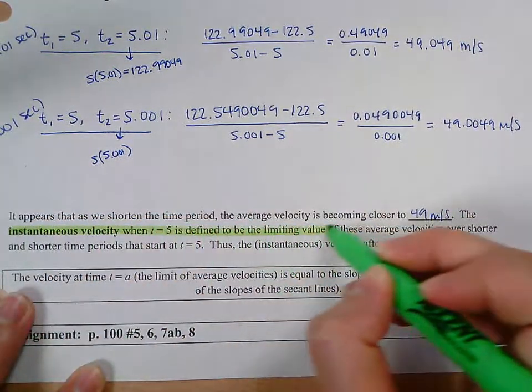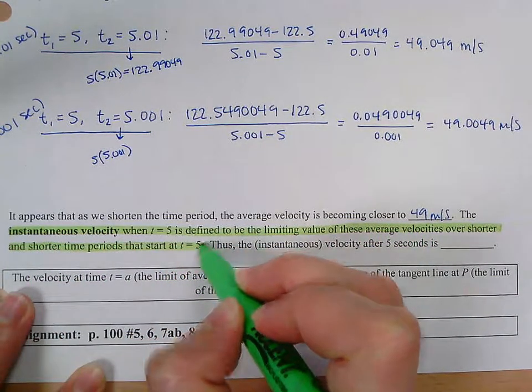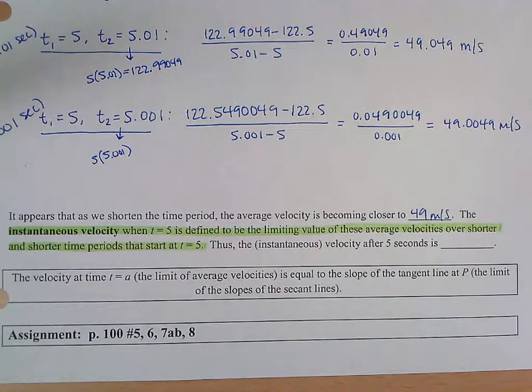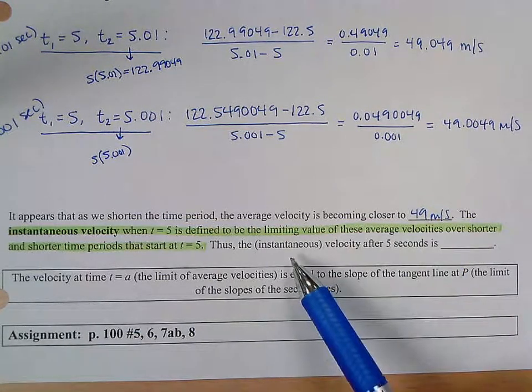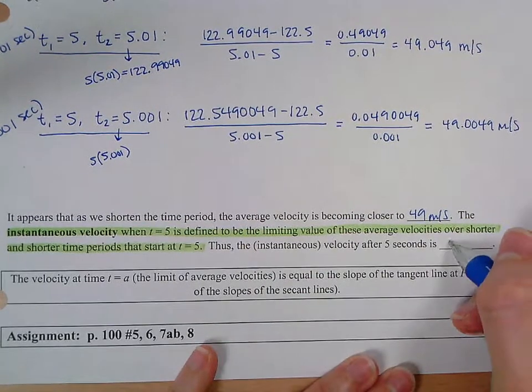So I'm just going to highlight this, because again, this is the idea you need to understand. Instantaneous velocity is a limit of average velocities. So thus, the velocity after 5 seconds, which would be the instantaneous velocity after 5 seconds, is 49 meters per second.